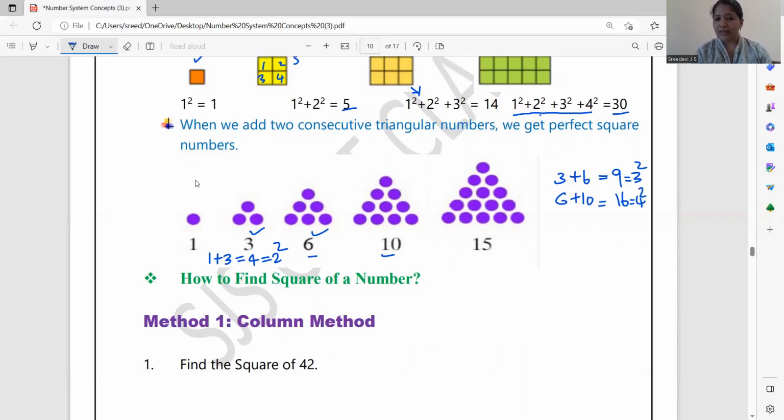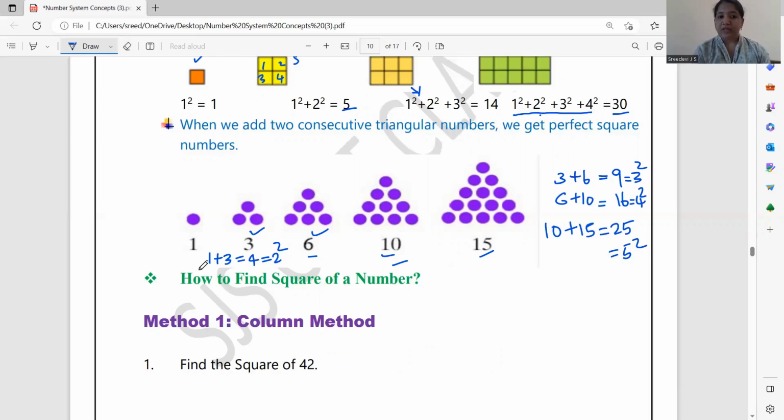Very good. Then the next two consecutive triangular numbers are 10 and 15. When you add them, you will get 25. 25 is the square of 5. Right? So this is also a speciality which we need to know regarding triangular numbers, the relationship between these triangular numbers and the square numbers.